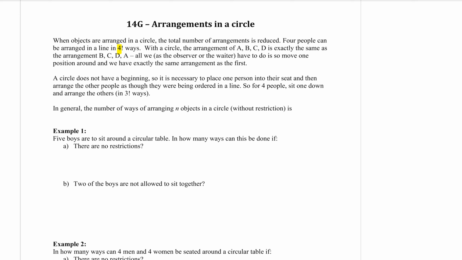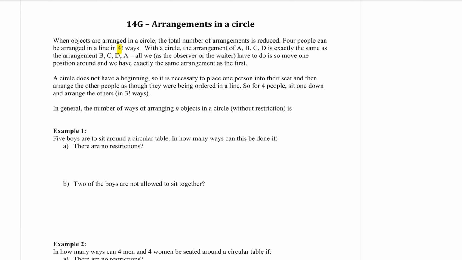So it is necessary to place one person into their seat and then arrange the other people as though they were being ordered in a line. So for 4 people to sit down in one arrangement, we arrange the others in 3 factorial ways. Now, this is how I like to think of it.